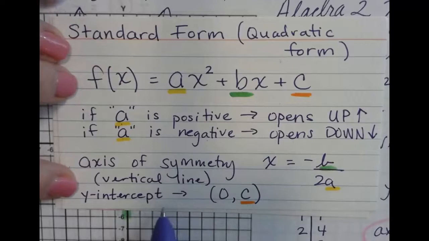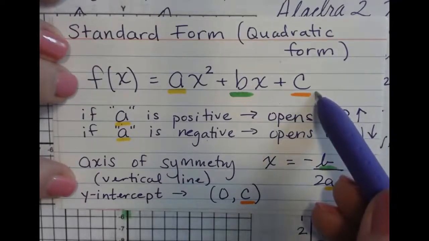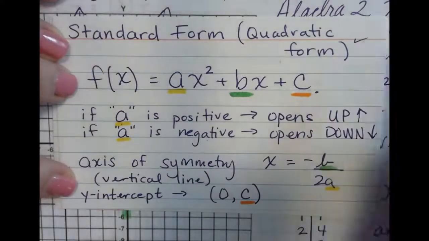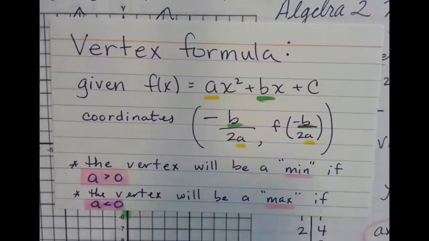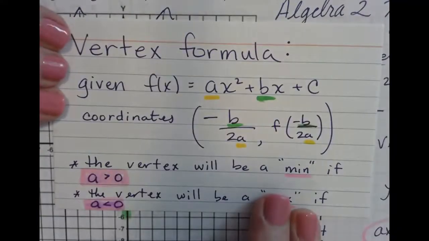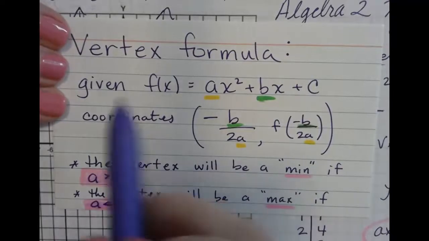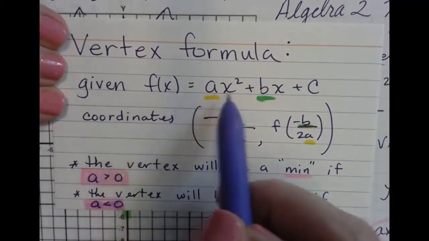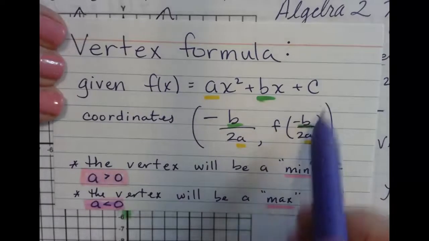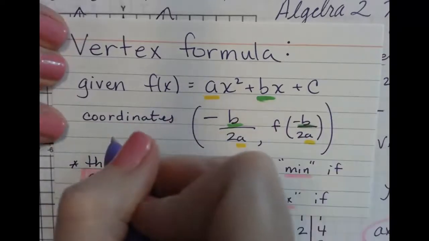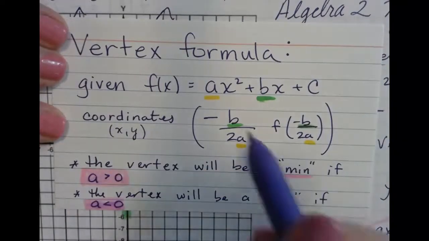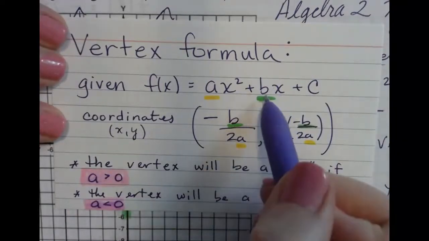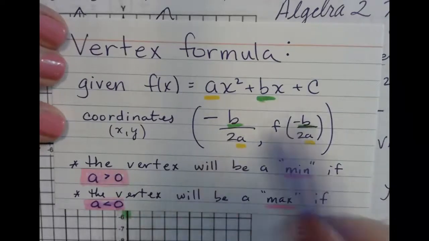The y-intercept will always be (0, c), always, if we're given the function in standard form or quadratic form. That is always true. Next, we've got the vertex formula. If we're given a function ax squared plus bx plus c, and we want to know the coordinates of the vertex, remember (x, y), that's how coordinates come. It's going to be the opposite of b divided by 2a.